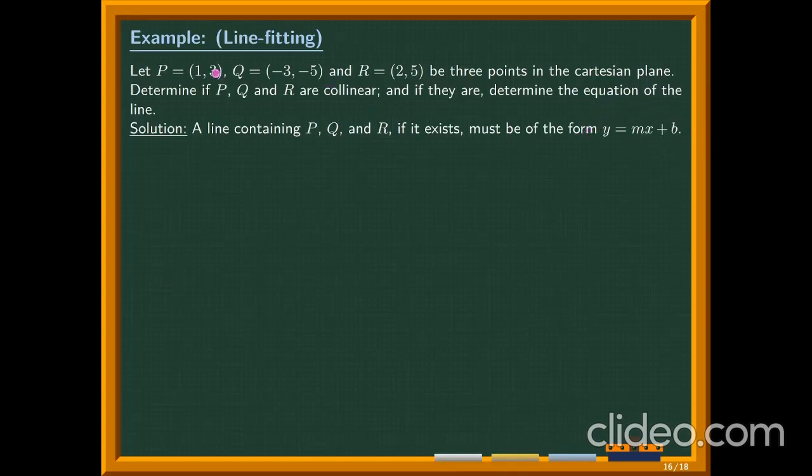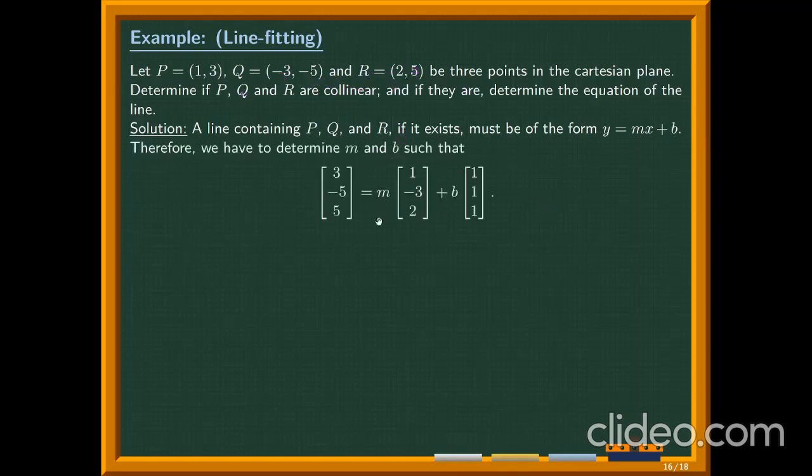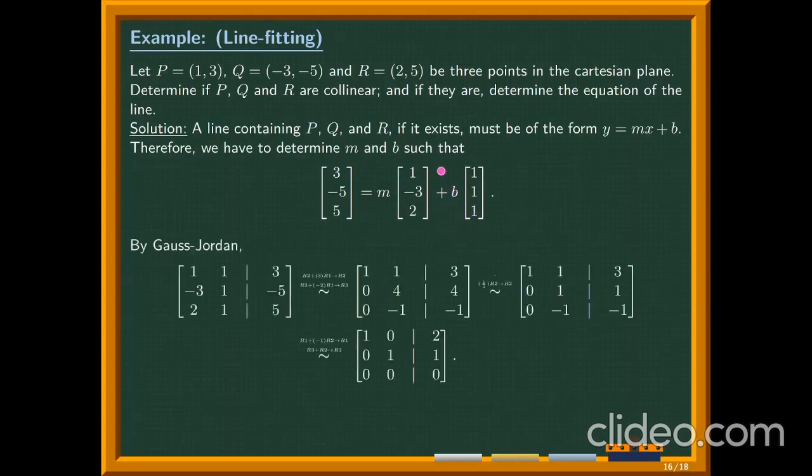Okay, so 3 must be equal to m times 1 plus b, negative 5 equals m times negative 3 plus b, and 5 equals m times 2 plus b. Okay. In other words, we have to determine m and b such that this equation is true. So this is a linear system with two variables. So the matrix of coefficients is given by 1, negative 3, 2, 1, 1, 1. So this guy, this is the vector of constants.